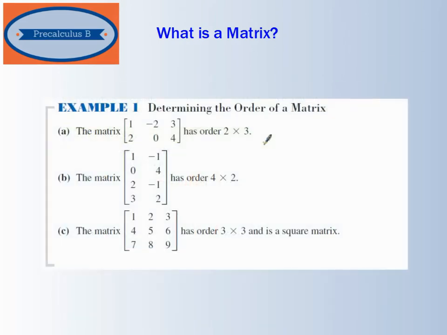Okay, so let's talk a little bit about how we determine the order of a matrix. So in matrix A, in the part for A, this matrix has 2 rows, 1, 2 rows, and 1, 2, 3 columns. Therefore, it has an order of 2 by 3, meaning 2 rows and 3 columns. The second one, 1, 2, 3, 4 rows, 2 columns, 4 by 2. The last one is a square matrix, 3 rows, 3 columns, so it's 3 by 3. We always list the number of rows first, the number of columns second.